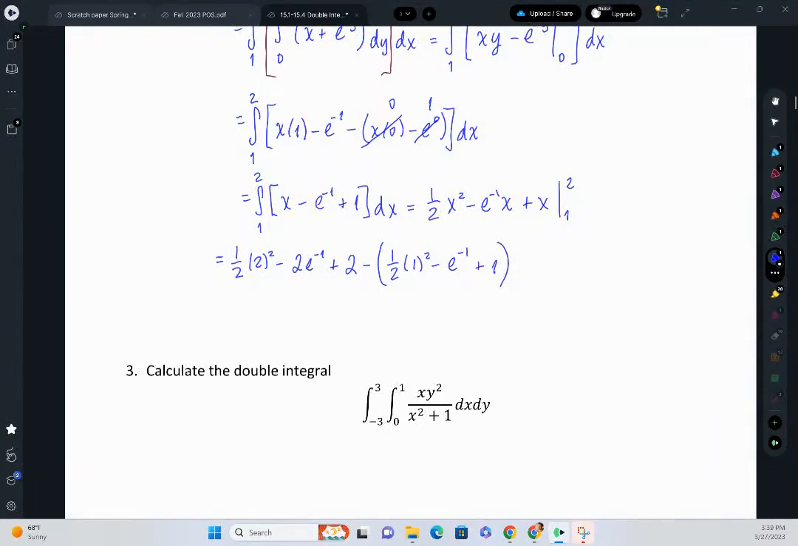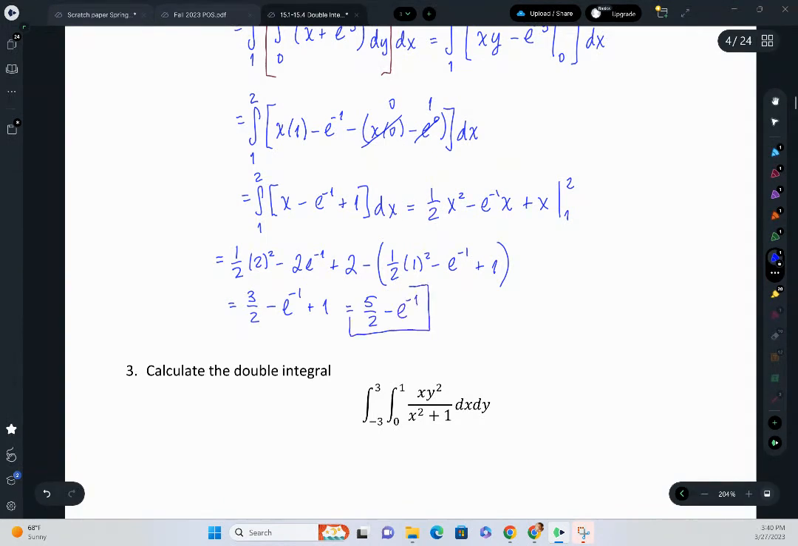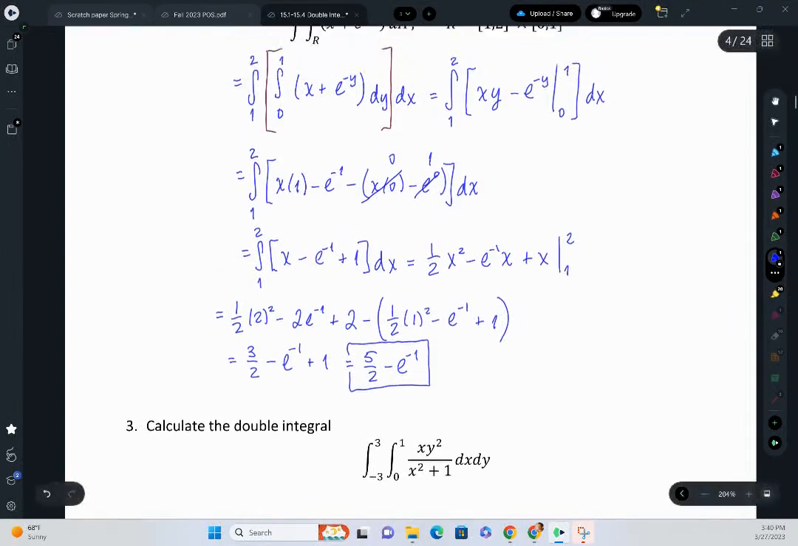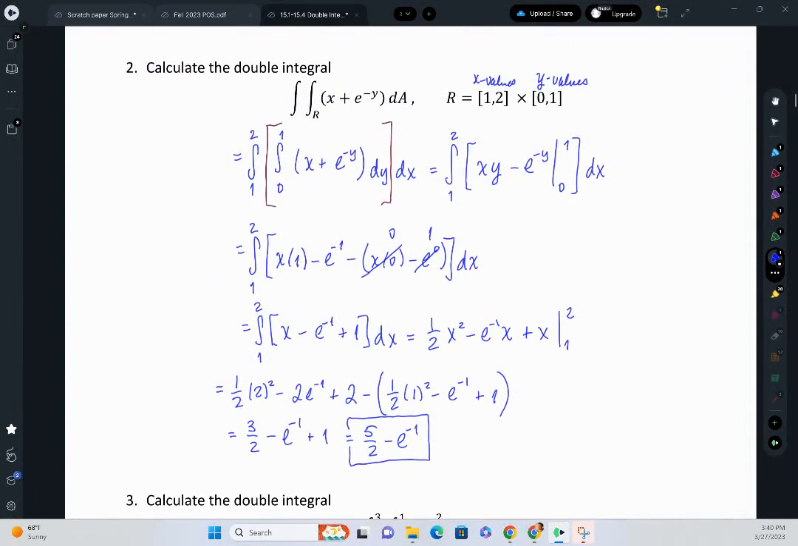Combining all my like terms, it looks like I have 4/2 and 1/2, which gives me 3/2. I have a minus 2 e to the minus 1, and I have a plus e to the minus 1, so it's going to be minus just one of those e to the minus 1s. And I have a 2 minus 1, which leaves me with a plus 1. I can simplify this just a little bit more. It gives me 5/2 minus e to the minus 1. Don't you dare approximate that. That is an exact answer. Okay, so we'll leave it as it is. No calculators needed.